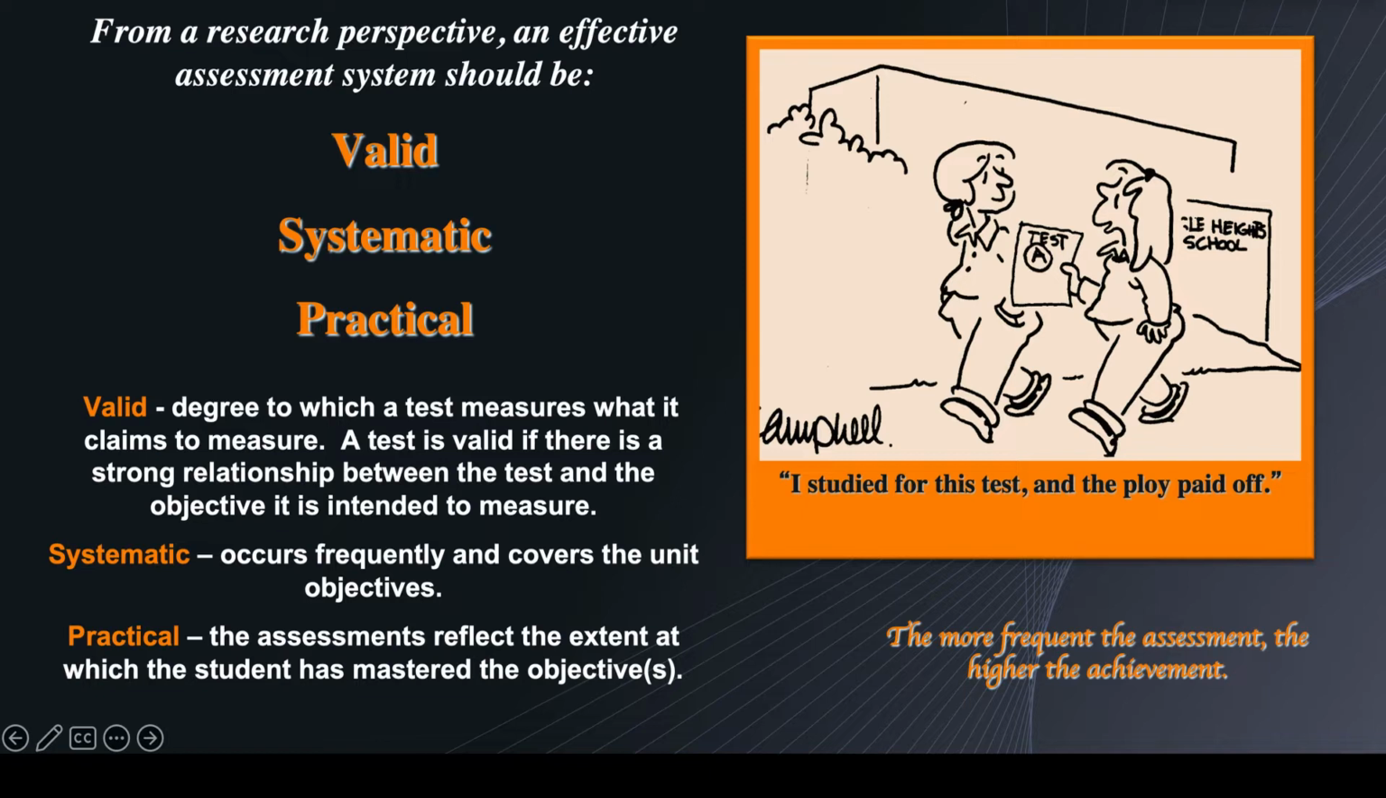And then, was it systematic? Did it occur over a period of time that as the unit objectives were taught, you sort of measured that in a formative way so that you knew which kids were having trouble mastering what concepts. And then it was practical. It was reflecting what the students had mastered towards the objective. And what we found is that the more frequent you assess kids, the higher the achievement level.